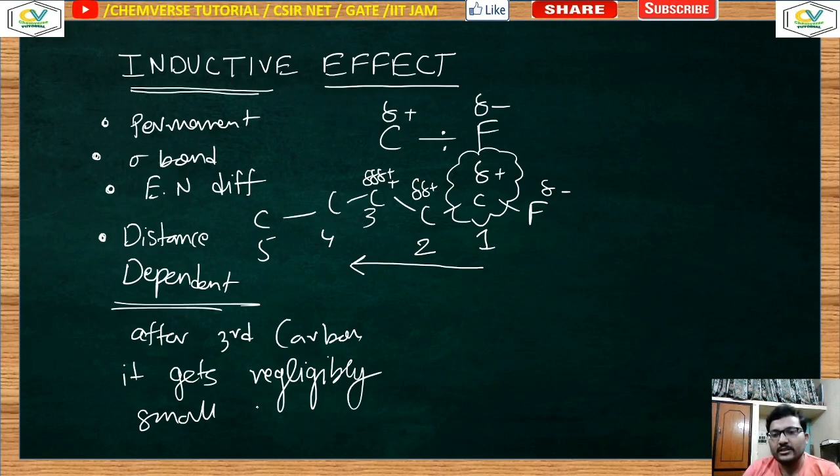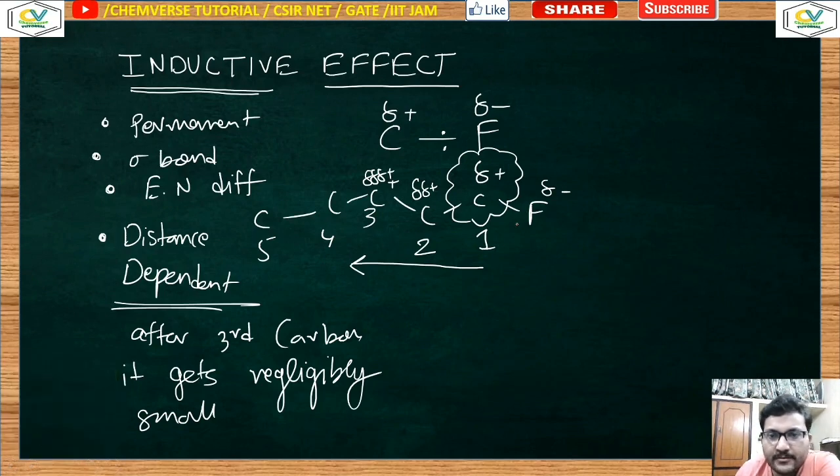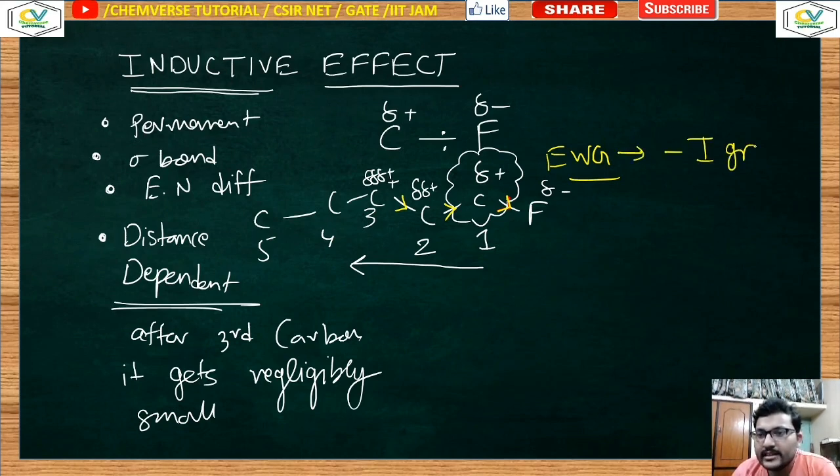Whatever system you are watching here, the fluorine atom is pulling electron density towards itself. It is dragging electron density. So fluorine is an electron withdrawing group. It is withdrawing electrons from the chain. So it is an electron withdrawing group, and this is called the minus I group, and the corresponding effect is called the minus I effect.